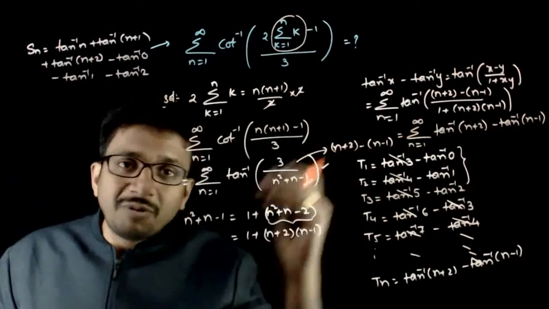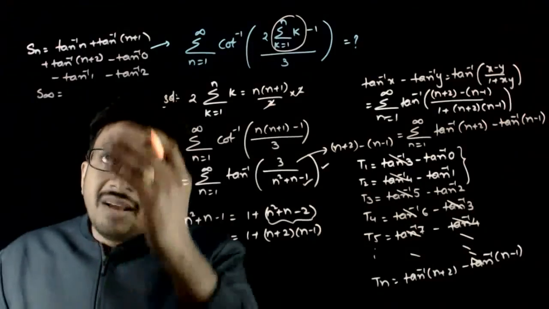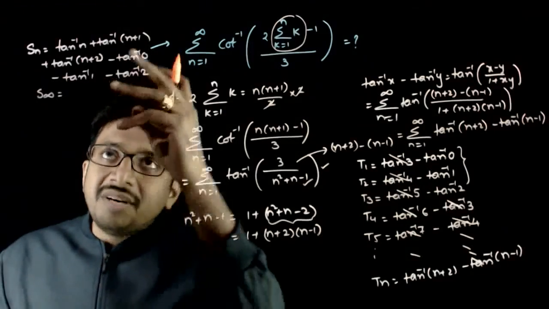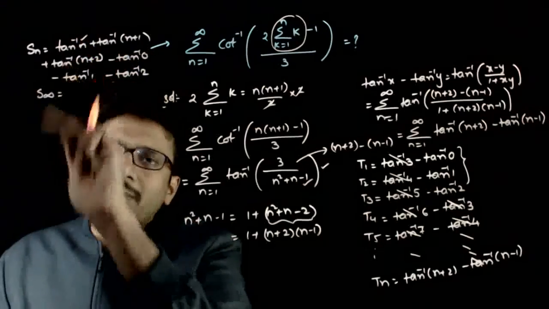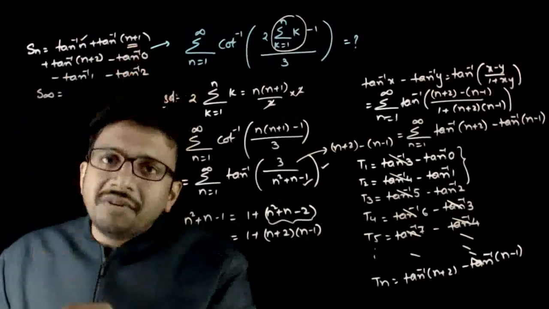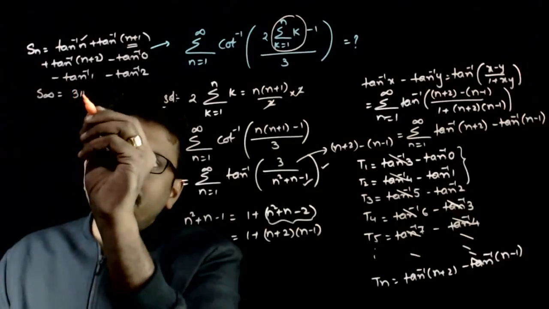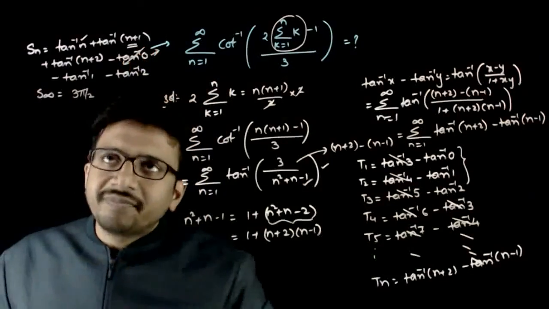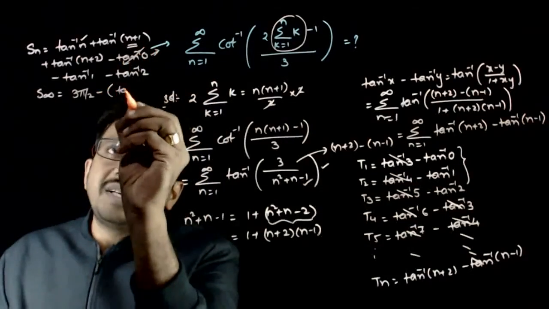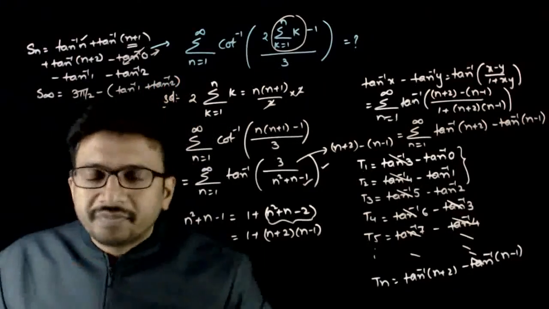But now I want sum up to infinite terms. So sum up to infinity is nothing but limit n tends to infinity, this expression. So as n tends to infinity, tan inverse n becomes pi by 2. N plus 1 also tends to infinity, so this is also a pi by 2. This is also a pi by 2. So you get 3 pi by 2. Tan inverse 0 is 0, so this gets cancelled. Minus of tan inverse 1 plus tan inverse 2.